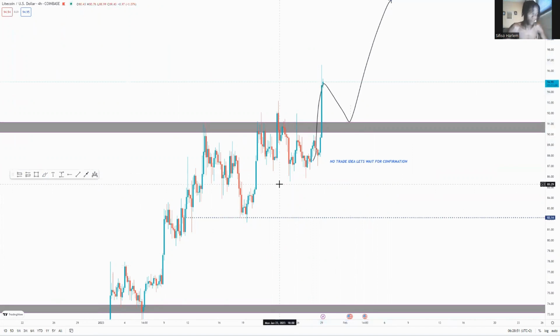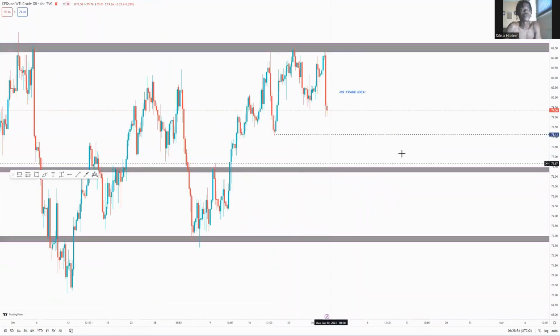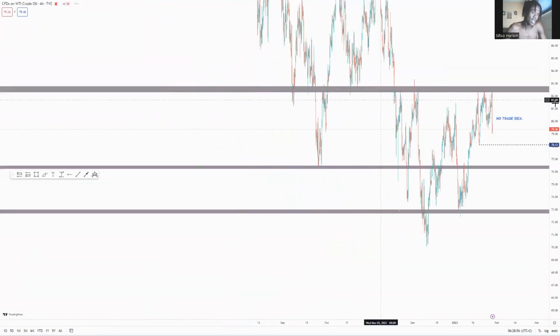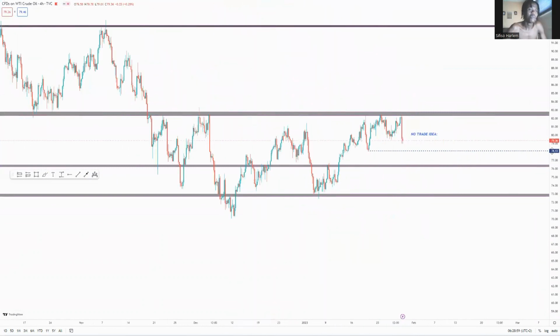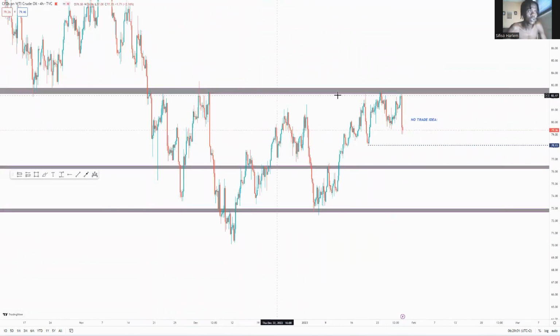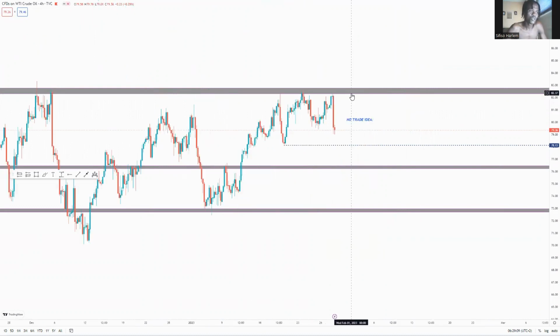Last but not least, we're having oil. So on oil, I also don't have a trade idea. But all I can say is, because now we printed a new support, we printed a new resistance on our support. As long as price trades below our resistance, we can continue to the downside. And for day trading signals, or intraday signals, or those scalp signals, as long as price doesn't break above, or as long as price trades below resistance, we might continue to the downside. That's just simple. Understand me?